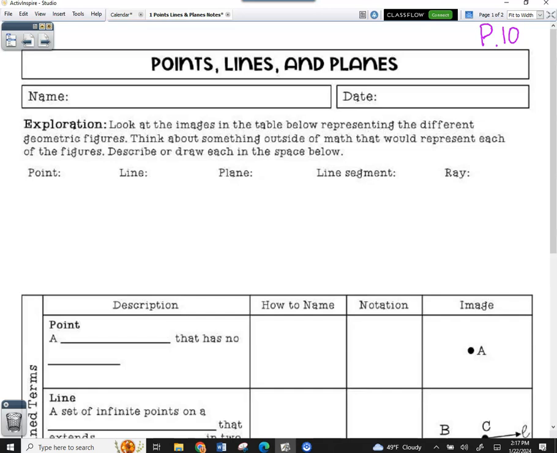Do you know the foundational vocab words in geometry? Point, line, plane, line segment, ray. We are going to look at the definitions, look at how you name them, what's the notation or the symbol, what does it look like on paper, and then we have a couple more vocab words, and then we're going to practice recognizing it, reading it, writing it. Okay?